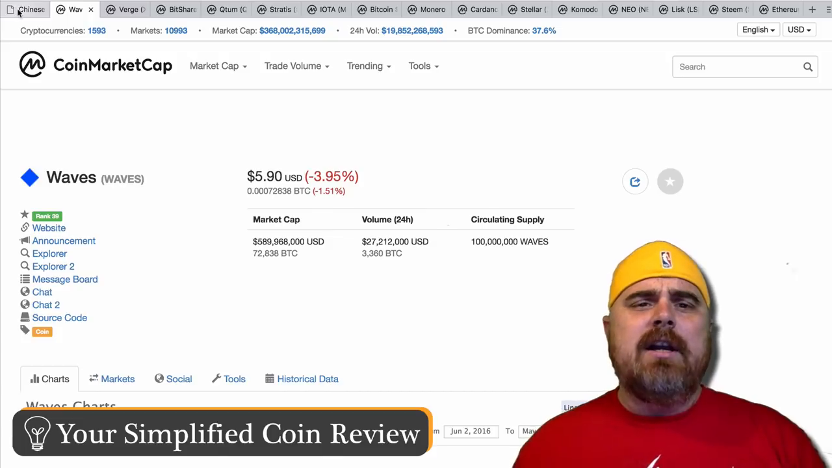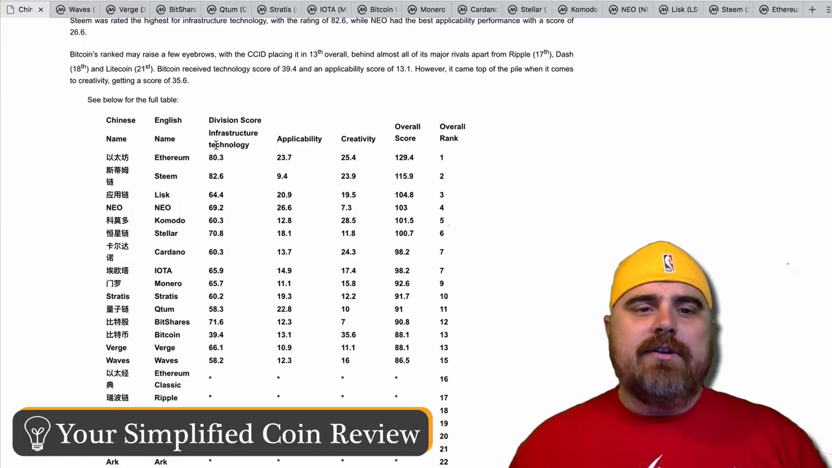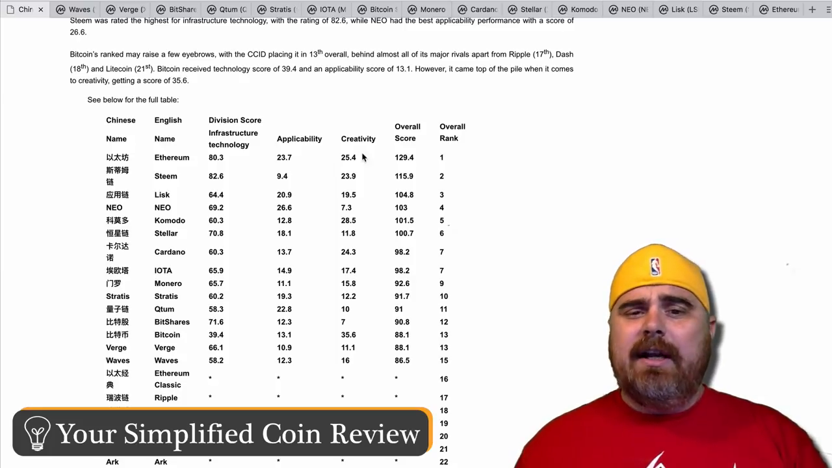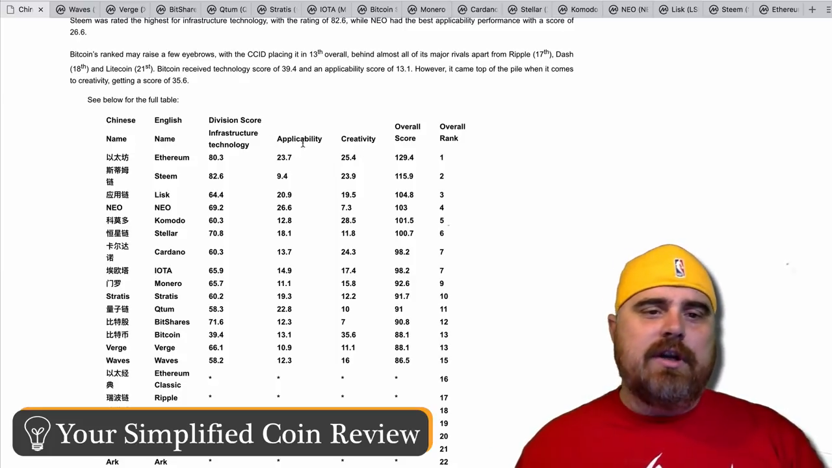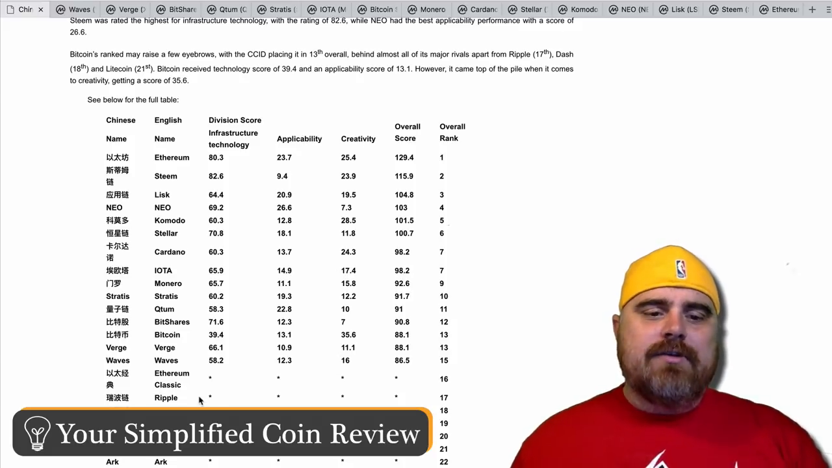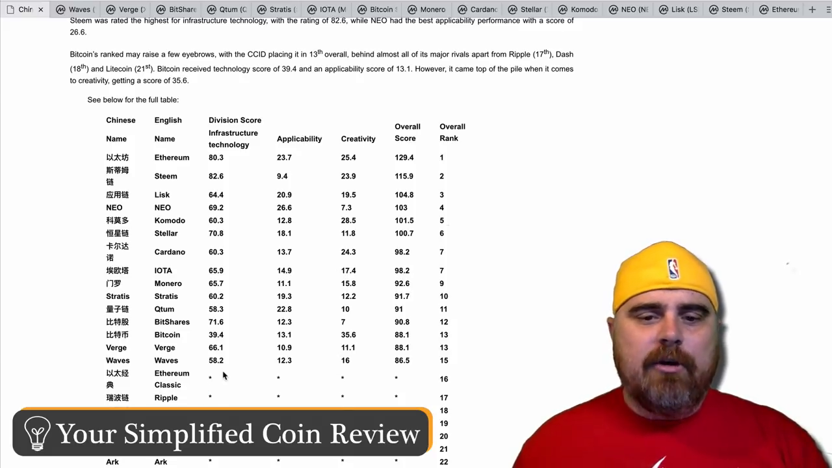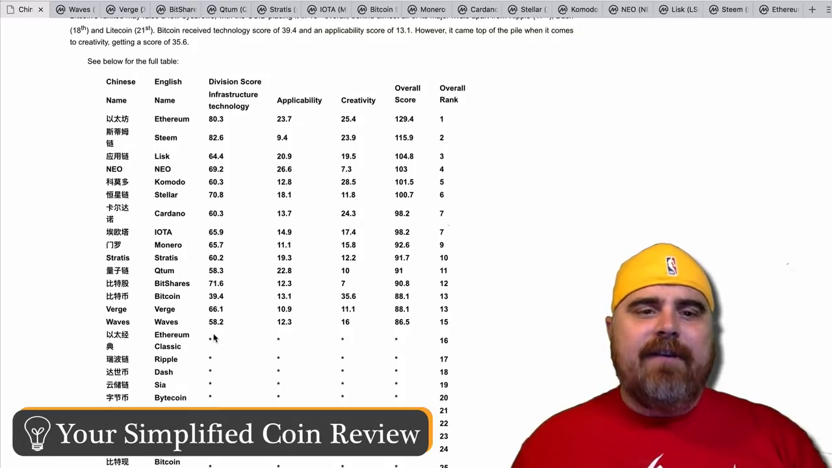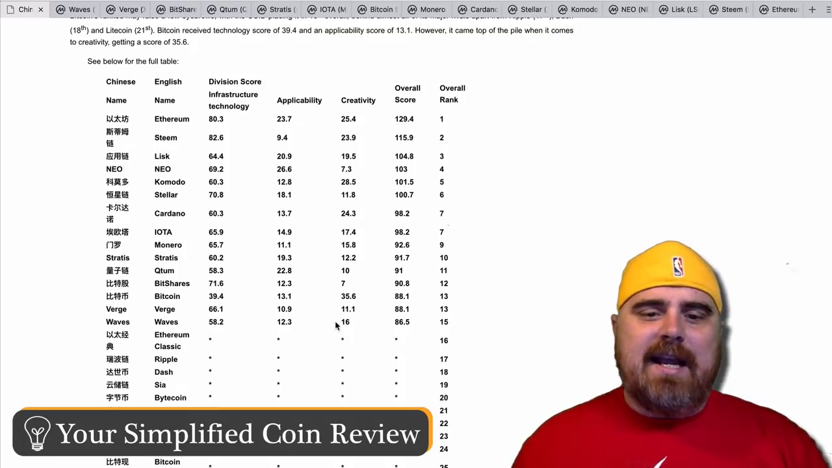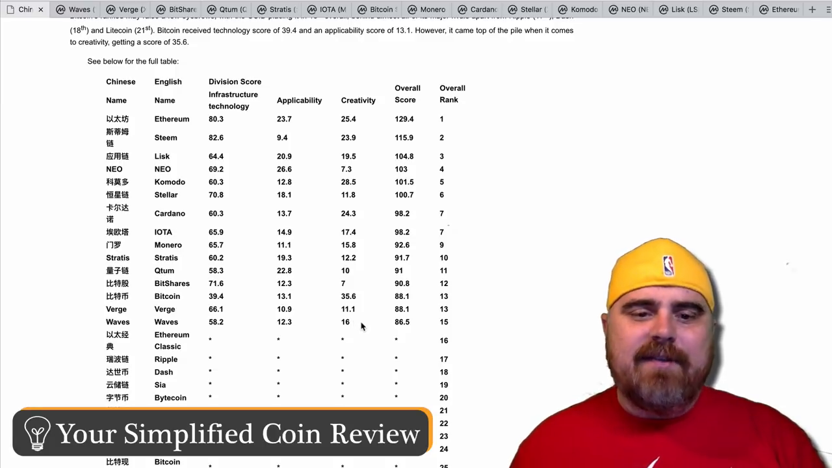So coming in at number 15, we have Waves. Now we can start looking at the scores. They score them based on infrastructure, technology, applicability, and creativity. Or you could look at these last two as use case or innovation. Waves came in at number 15 on their rankings. They had a 58.2 for infrastructure, 12.3% for use case, and 16% for creativity.